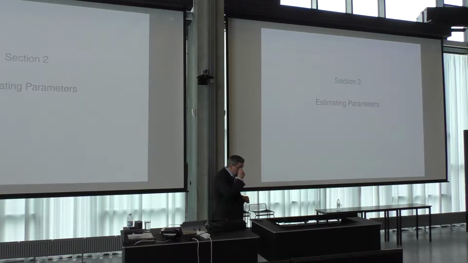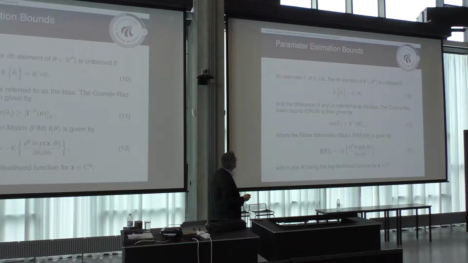So, how do we go about estimating parameters? Well, what does it even mean to estimate parameters, and what does it mean to have a good estimate of parameters? Well, we say that we have an estimate of theta i here. We put a hat on it when it's an estimate. And then you say that an estimate is unbiased if the expected value of the estimate is the true value. And any difference is what we call bias.